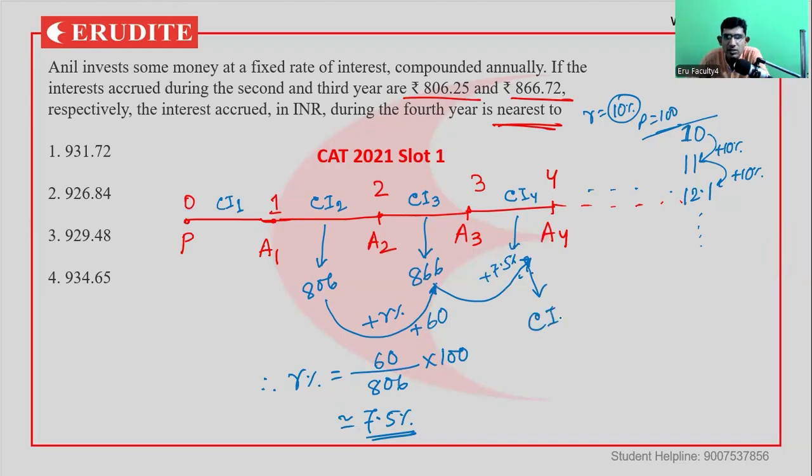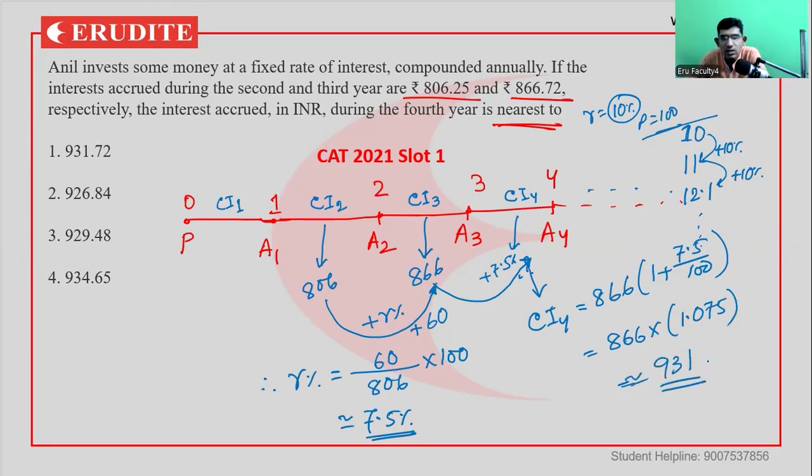So what will be the compound interest for the fourth year? Simply now 866 into 1 plus 7.5 upon 100, or 866 into 1.075. So quickly apply the calculator. It will be roughly 931, which is there in option 1. So that is my simple answer. So these are some logical approaches we can apply in SI CI questions, which will make things much faster and simpler compared to the traditional formula approach.